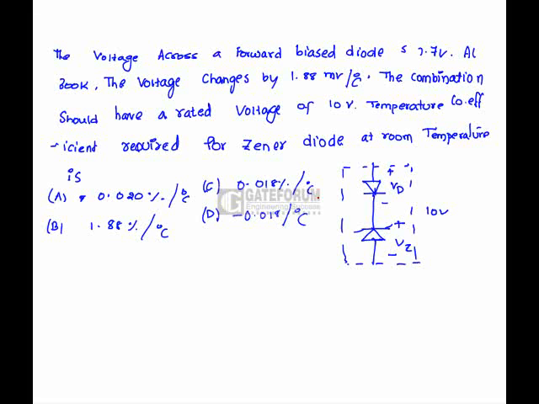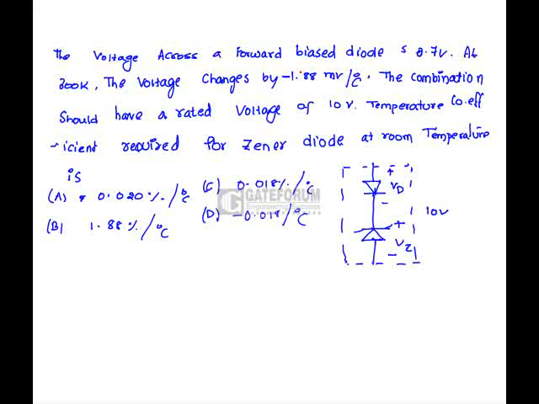Across the 4-volt bias, the diode drop is 0.7 volts at 300 degrees Kelvin. The voltage changes by 1.88 millivolts per degree centigrade. This is minus because the diode temperature coefficient is negative with respect to diode voltage. The combination should have a rated voltage of 10 volts.